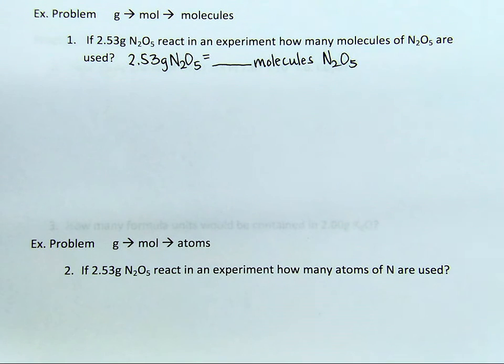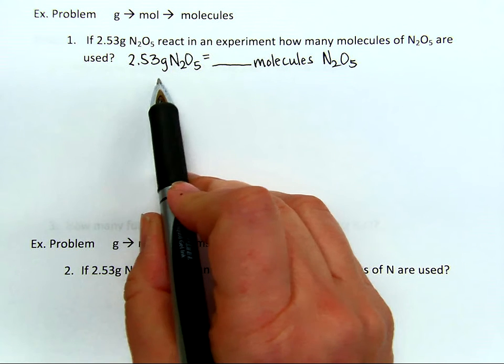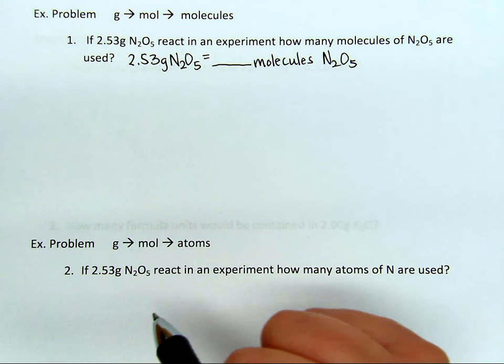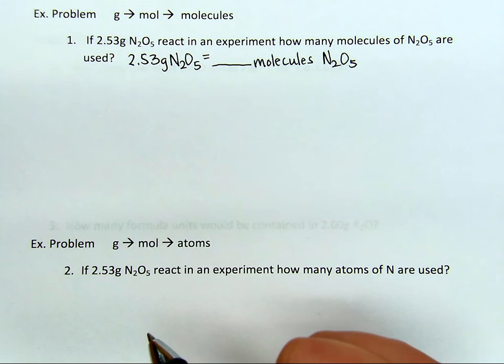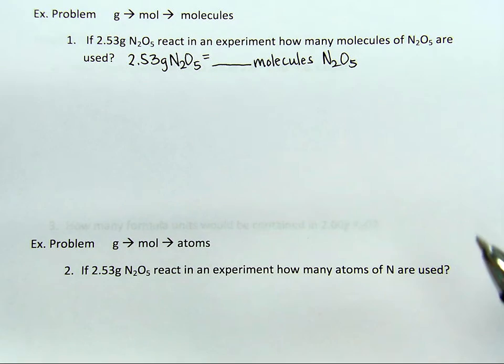In our planning, we need to make a plan. When we take a look at where we are and what we want to get to, we're in mass and we want to get to numbers of things. That means we have to go through the heart. We've got to go to moles. In order to go from grams to moles, we need the molar mass of N2O5.